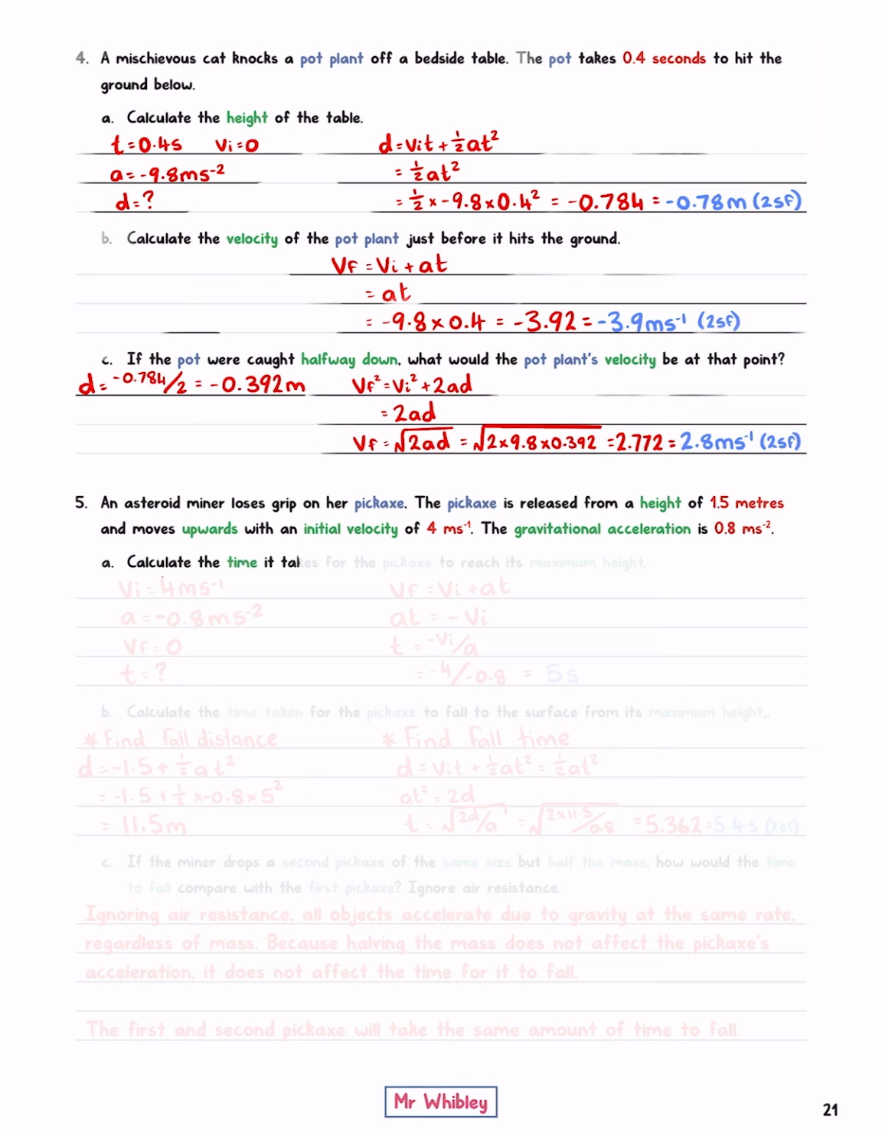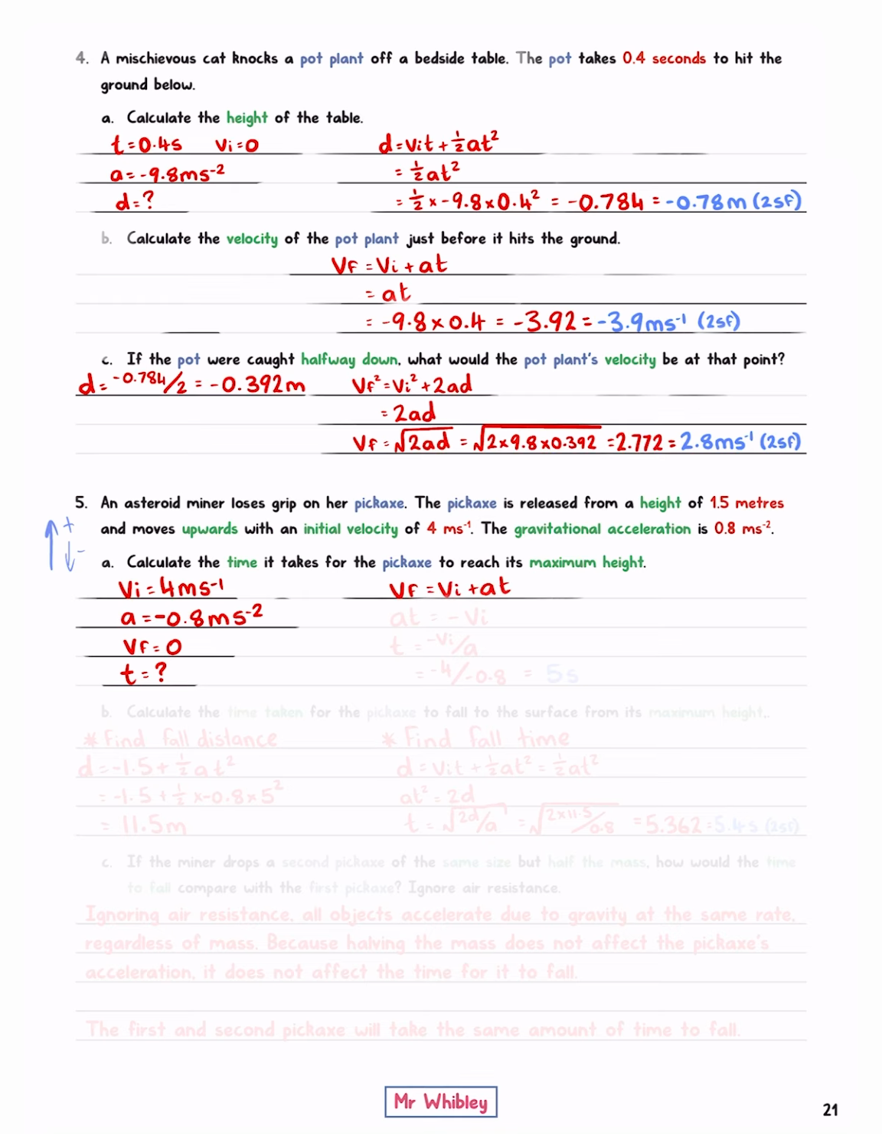Calculate the time it takes for the pickaxe to reach its maximum height. And just to be clear for this question, as per usual, things that are going up are positive and things that are going down are negative. And so our initial velocity is positive 4, our acceleration is negative 0.8. At its maximum height, the final velocity of the pickaxe is going to be 0, and we want to find the time. And so we're interested in the equation that doesn't have d, which is this one here.